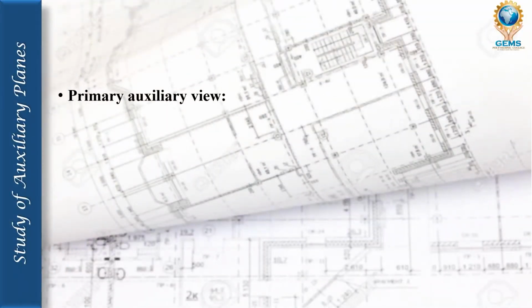We can describe the object better. Now there are two views, which are called the two views of auxiliary. One is primary auxiliary view. The second one is secondary auxiliary view. Again, I'm telling, number one is primary auxiliary view. The second one is secondary auxiliary view.